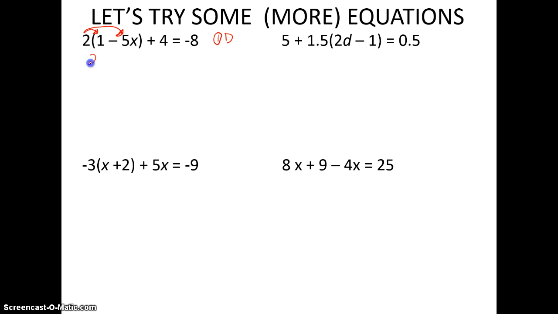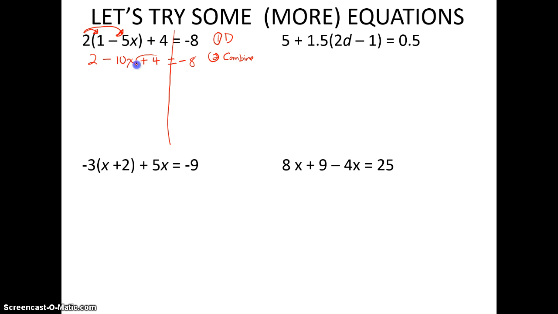2 times 1 is 2. 2 times 5 is 10. What connected them? The subtraction sign, so I'll bring that down. I didn't do anything to the 4. I didn't do anything to the negative 8, so they all come straight down. Do I have anything to combine?